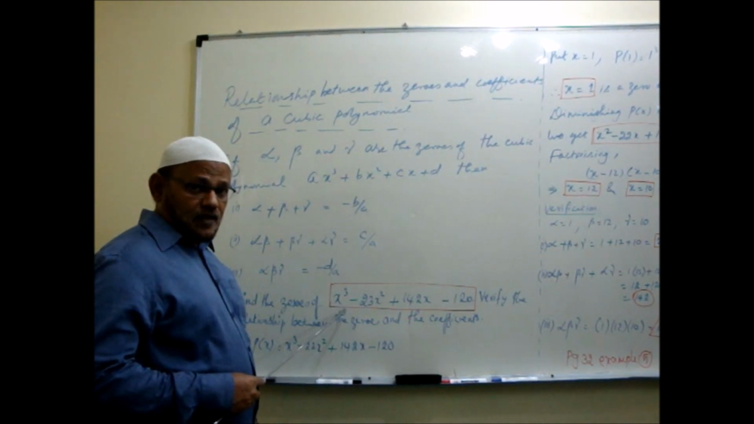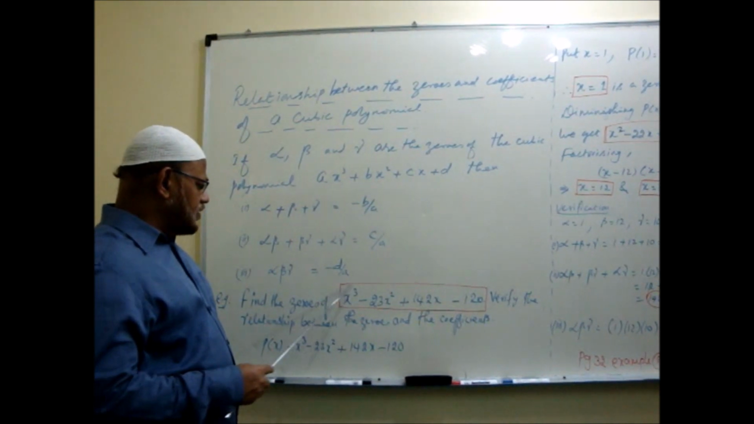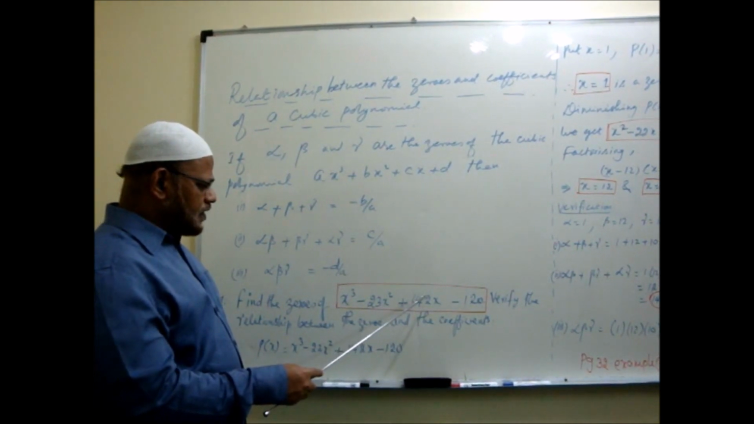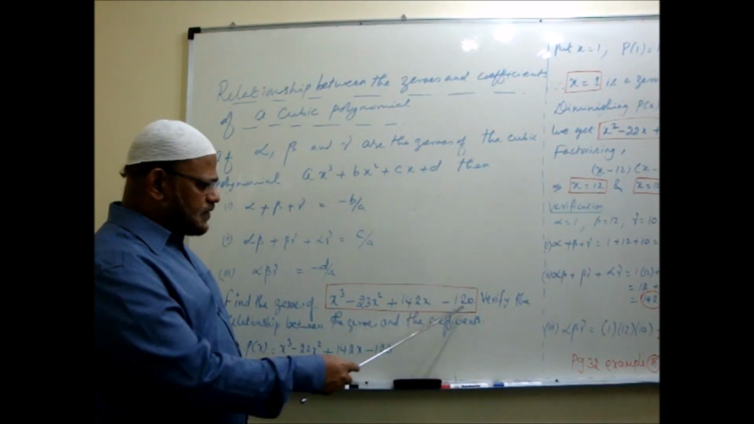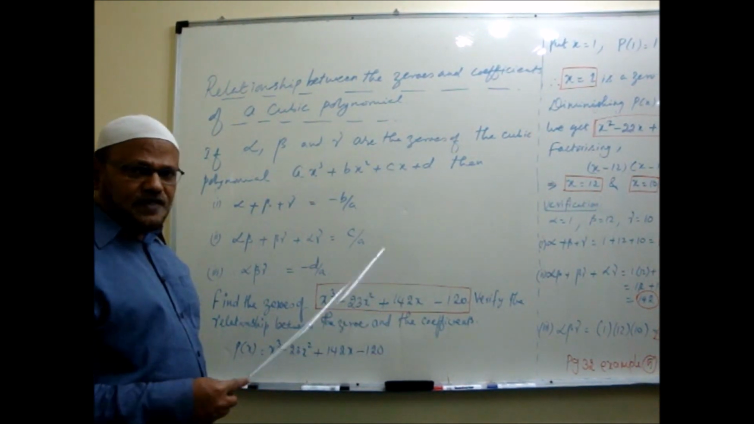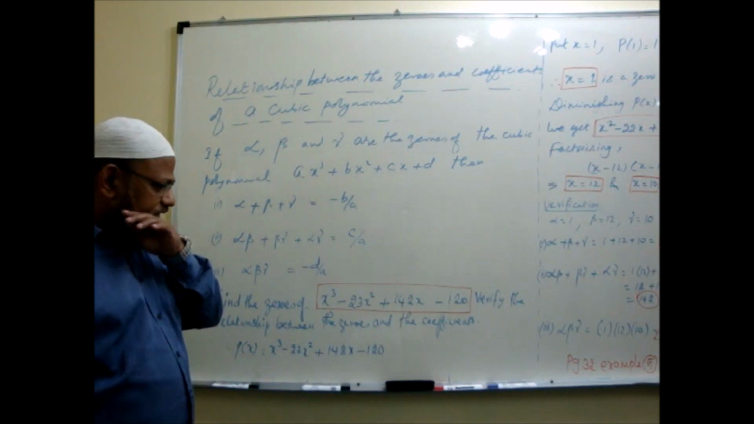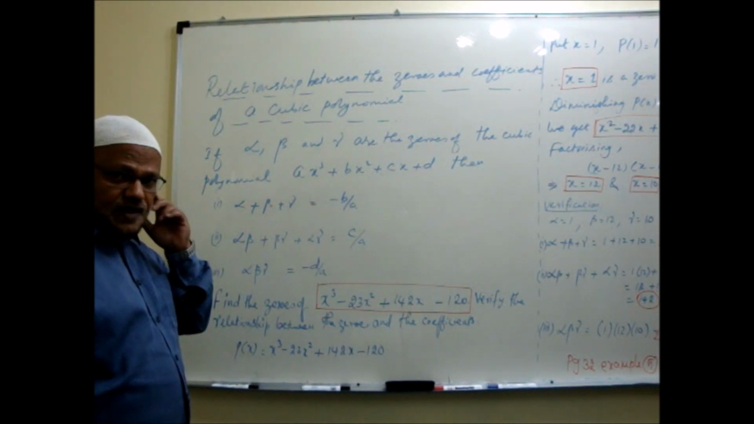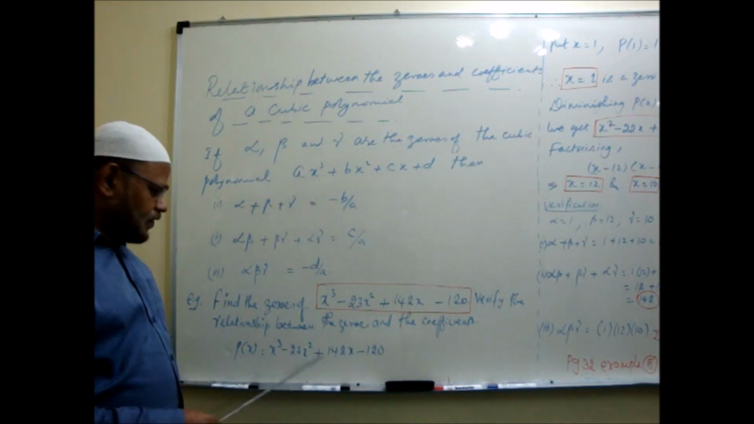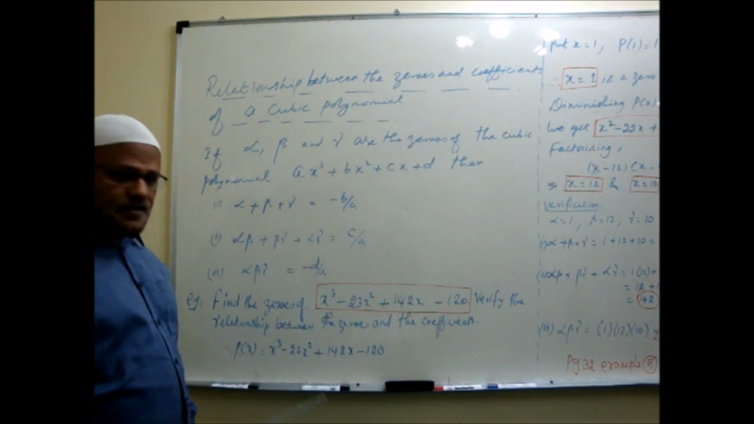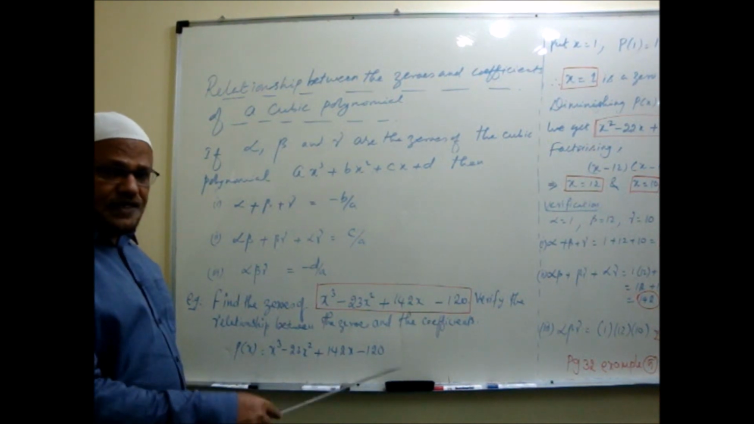But anyhow, the cubic polynomial taken is x cubed minus 23x square plus 142x minus 120. These are taken from 9th class. Then you know how to factorize a cubic polynomial. Finding factors of a cubic polynomial you learned. That was in chapter 2, the same chapter, polynomials in class 9. You can refer to the book. There are many questions of this kind.